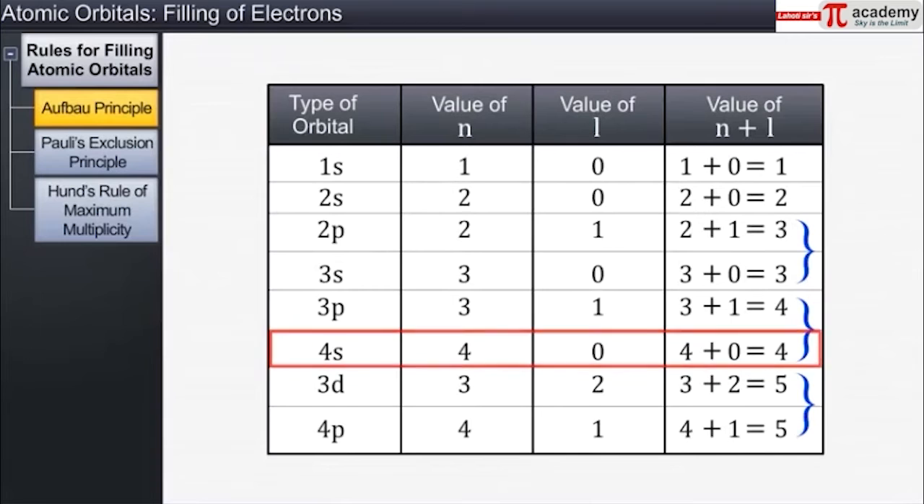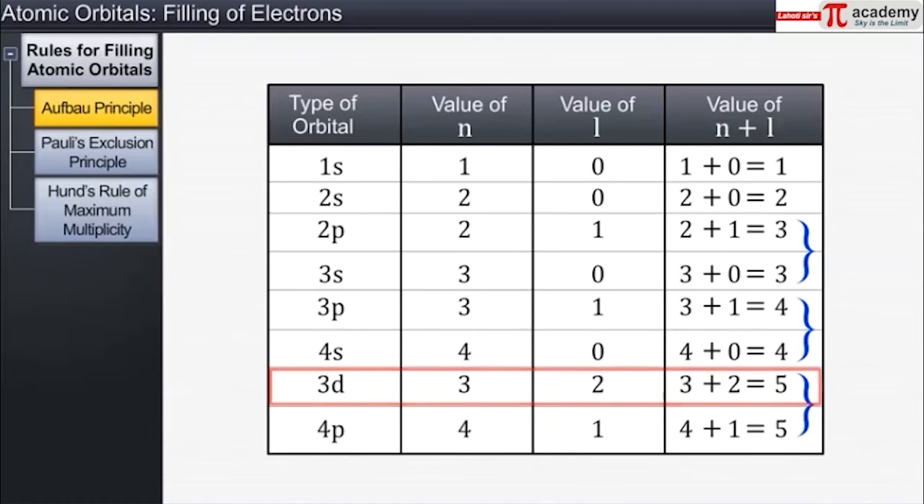For example, for 4s orbital, the value of n and l are 4 and 0 respectively. Hence, the n plus l value is 4 plus 0 equal to 4. For 3d orbital, the value of n and l are 3 and 2 respectively. Hence, the n plus l value is 3 plus 2 equal to 5. This shows that the 4s orbital will be filled first, as the 4s orbital has lower value of n plus l than the 3d orbital has.